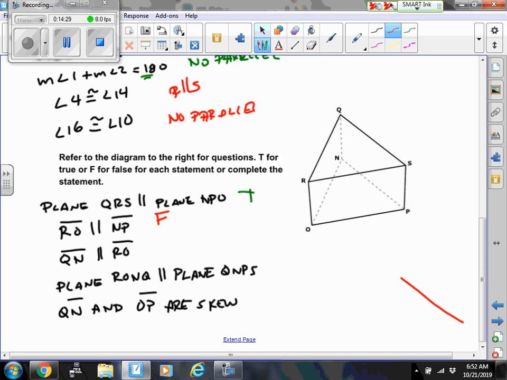Q and N. Line QN is here, and we've got RO here. Now these two lines look like they're parallel, but they have to be on the same plane. They both lie on this plane here. So they do look parallel and they are on the same plane, so that's true. RO. A lot of times it's about taking your time to trace. That's the left side of the triangle, a triangular prism actually is what it's called. And then QNPS.